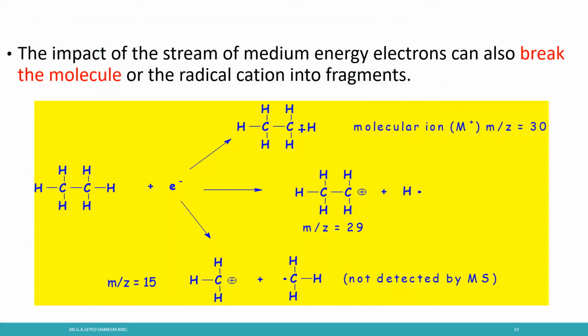The impact of a stream of high energy electrons can also break the molecule into fragments. For example, here the fragmentation of ethane is given. Ethane gives a molecular ion with m by z 30. On elimination of a hydrogen radical, it gives another ion, CH3CH2 plus, with m by z 29. Or the molecular ion gives CH3 plus and CH3 dot. CH3 plus has m by z 15, and CH3 dot is a free radical, which is not detected by the mass spectrometer.